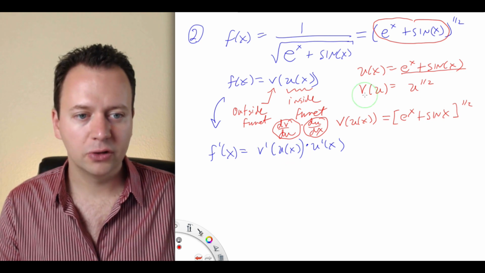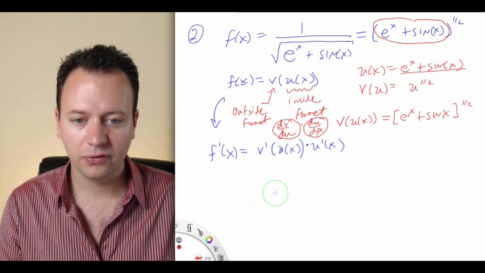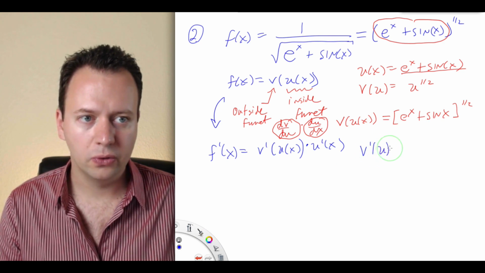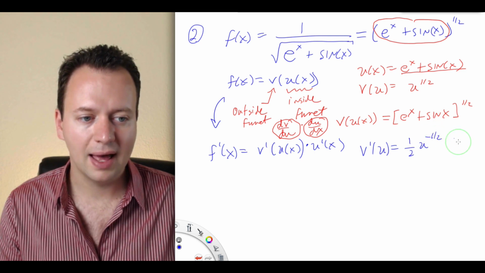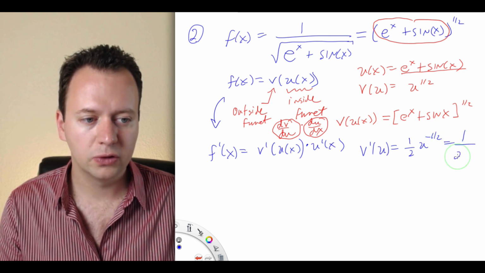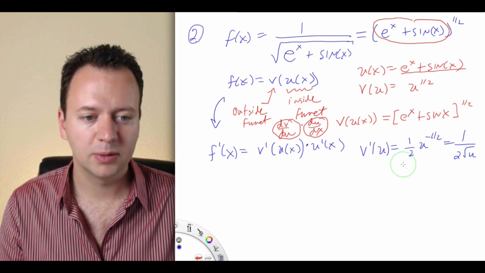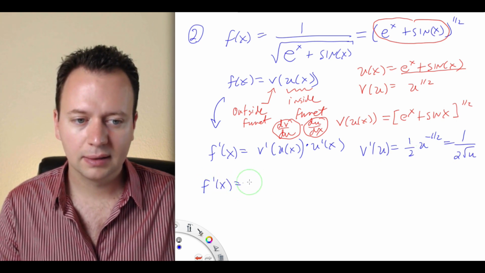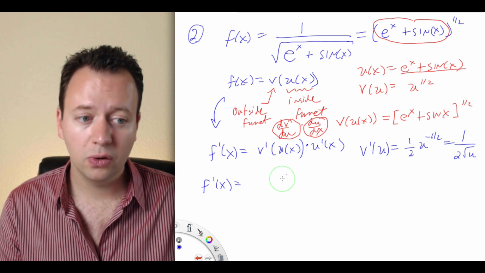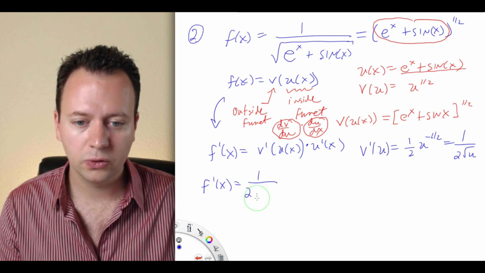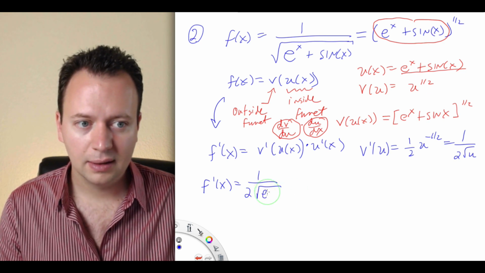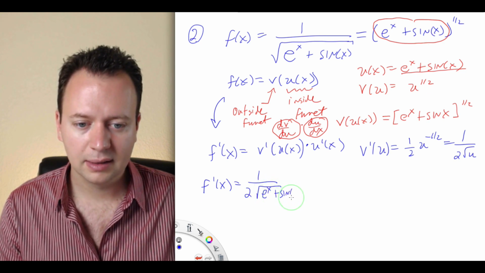So the function v is just u to the 1/2. So the derivative of that, v prime of u, is just going to equal 1/2 u to the minus 1/2, which is the same as 1 over 2 square root of u. We've seen that many times before. So therefore, f prime of x is v prime of u of x. So it's going to be 1 over 2 square root, and where I see the u, I replace it with u of x, e to the x plus sine of x.